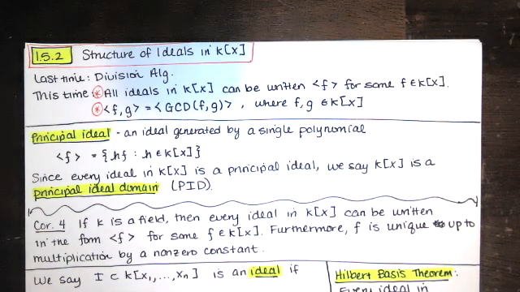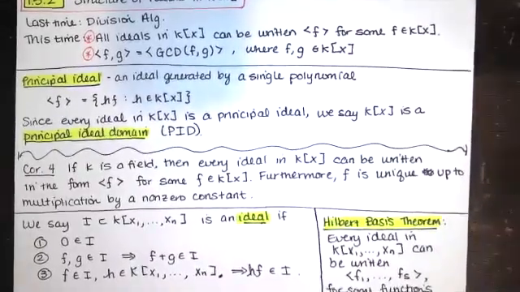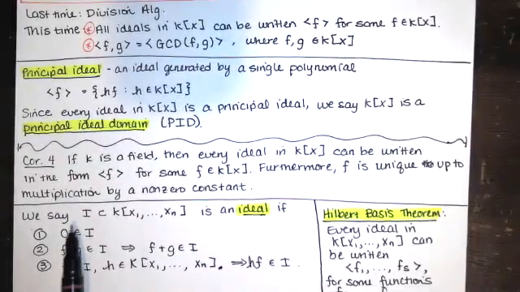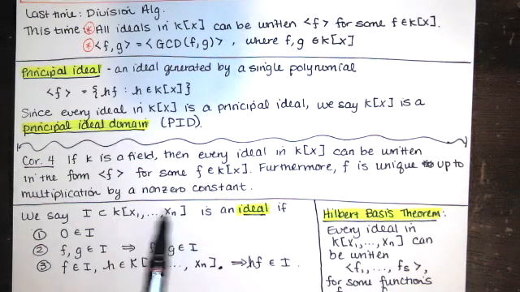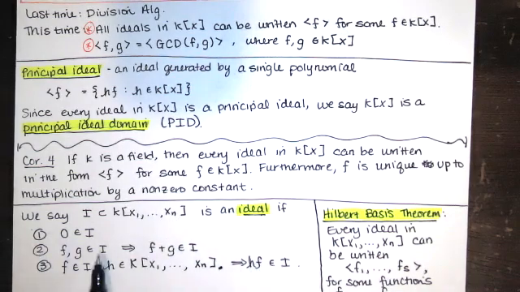And before we prove this, it's helpful to review the definition of an ideal. We say that a set I, which is a subset of the polynomial ring in n variables, so our general polynomial ring, is an ideal if the following three characteristics are satisfied. The zero polynomial is in the set I, and if f and g are in I, then the sum of f and g is in I, and if f is in I and h is any polynomial in the ring, then h times f is in I.